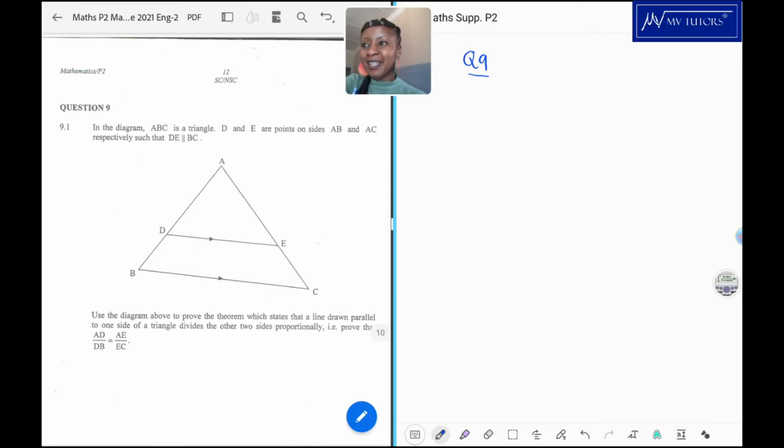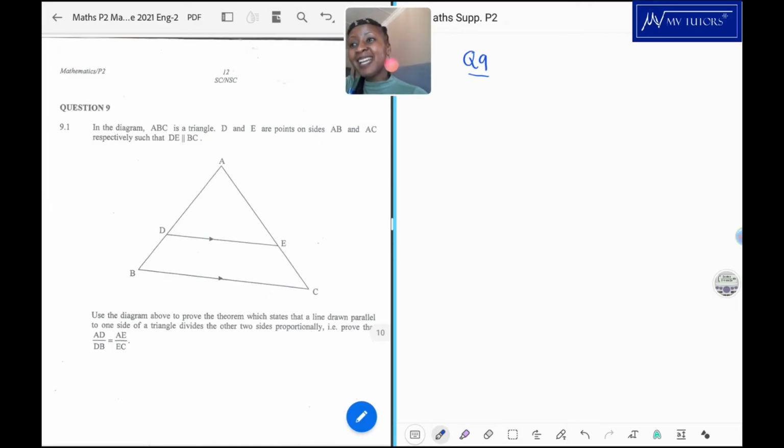Alright, so what do we have here? In the diagram, ABC is a triangle. Okay, D and E are points on sides AB and AC respectively, such that DE is parallel to BC. Use the diagram above to prove the theorem which states that a line drawn parallel to one side of a triangle divides the other two sides proportionally. So here we are going to prove the proportionality theorem.